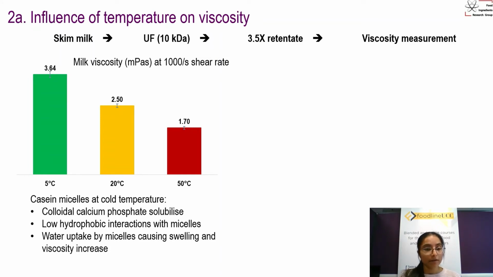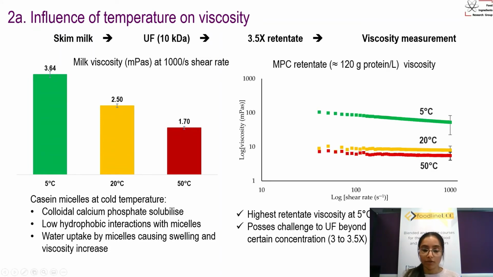So as we see the trend for the feed, similarly, UF retentates with about 12% protein had the highest viscosity at 5 degrees centigrade, while comparable trends were observed for 50 degrees centigrade and 20 degrees centigrade. This high viscosity is an unavoidable challenge to achieve high protein concentration beyond a certain point. For example, in this case, only 12% protein or about 3.5x volume concentration could be achieved with UF on its own without any additional diafiltration steps.